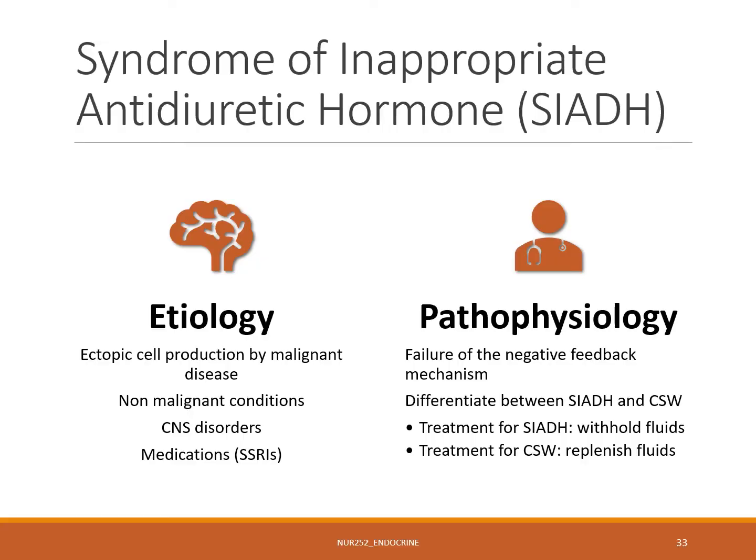All right, syndrome of inappropriate antidiuretic hormone, SIADH, is the inappropriate release of ADH, whether the plasma osmolality is low or high. It results from an abnormal production or secretion of ADH. A common cause of SIADH is the ectopic production of ADH by malignant disease. The malignant cells actually synthesize, store, and release ADH. In effect, this puts control of ADH outside the normal pituitary hypothalamus feedback loops.